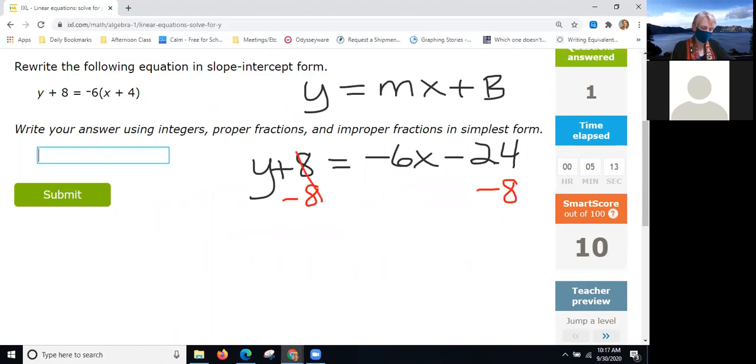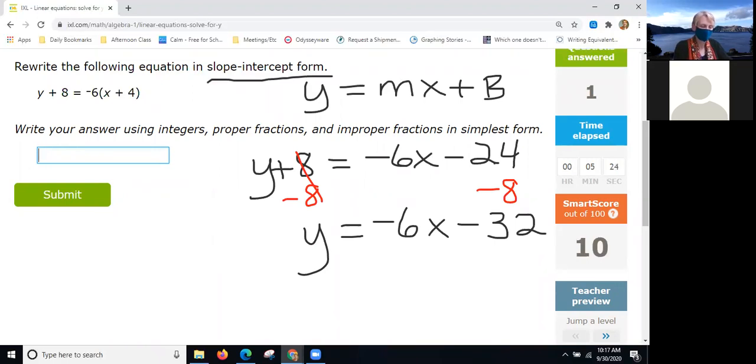So remember back in literal equations, when you solve for a certain variable, it just means you get that variable by itself. But then specifically, they want this in slope-intercept form. So that's why I need my -6x, my -32, not the -32 first. So y equals -6x minus 32.